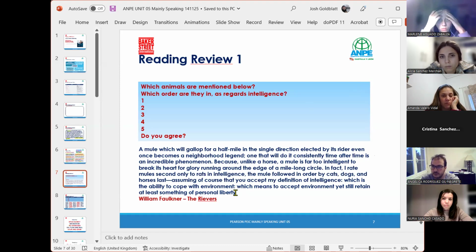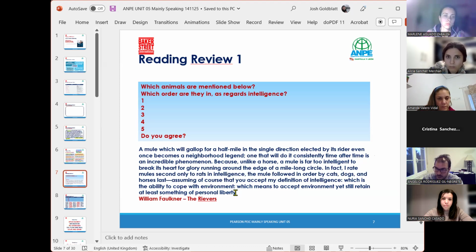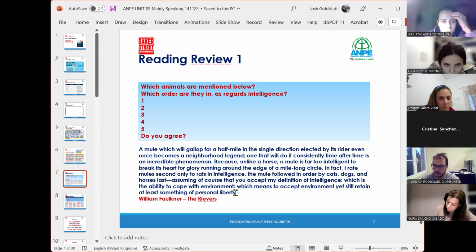But if we're going to read all of it, we don't start at the beginning. We have to remember to do our scanning and skimming. So first, try to identify the animals. There are 5 animals. Then write them in the order of intelligence which is mentioned in the text, not your opinion. I'll give you 3 minutes to do this.